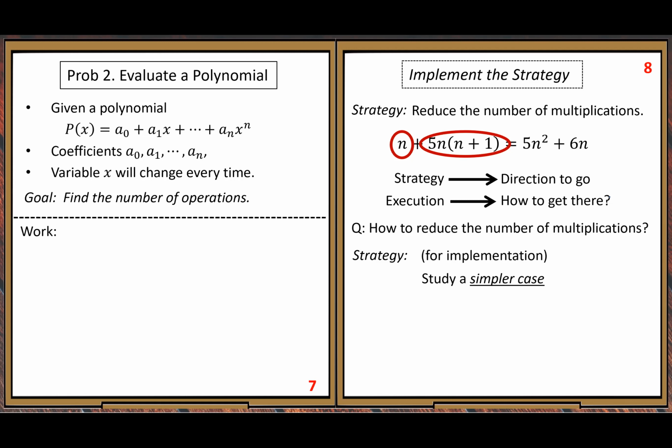Most frequently used strategy. All right, let's do the work. When n equals 2, that's a simple but non-trivial case, right? Simple, non-trivial. So we can get some useful information here. We get a quadratic polynomial, right? So we want to try very hard to reduce the multiplications.